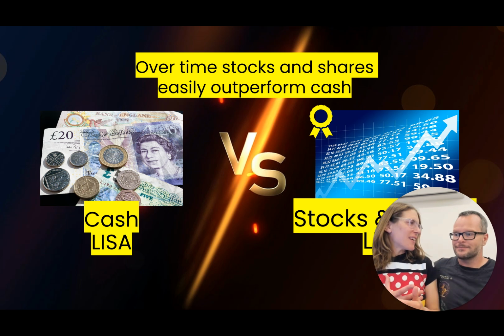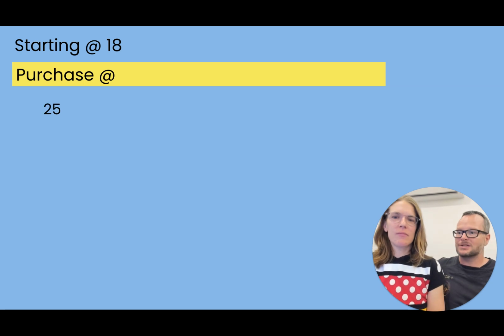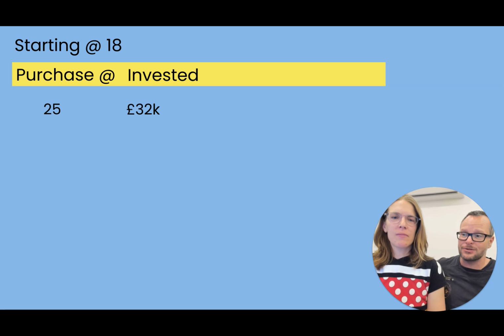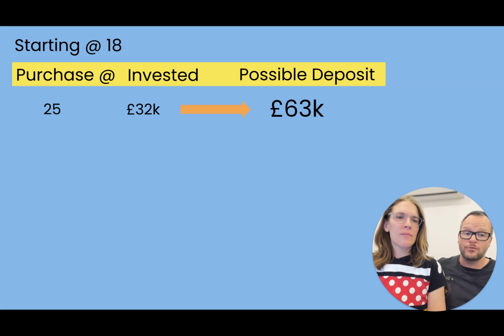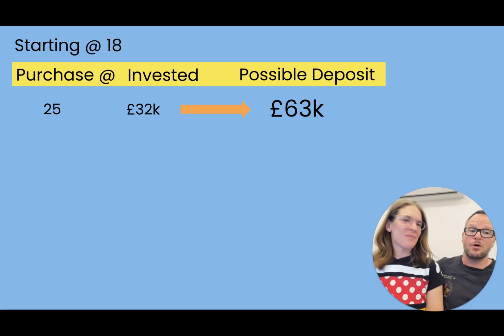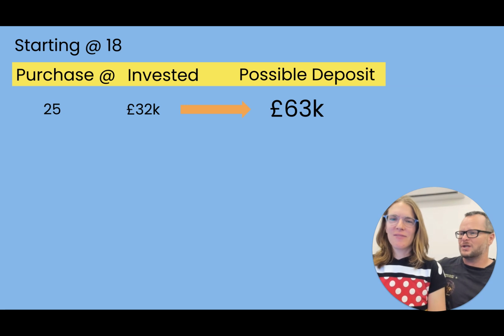Because say you're starting at 18 and investing and thinking, well, what age am I going to be withdrawing the money, or not withdrawing the money, using the money to put towards a house deposit? What are the possible things that could happen? So if you were to purchase the house at 25, you've invested your money every year, the £4,000 maximum every year up until you're 25. What would that actually be worth? You would have invested 32 grand, and it could have possibly grown with market growth to 63 grand. So you would have doubled your money as a possible deposit on your first house, which is phenomenal.